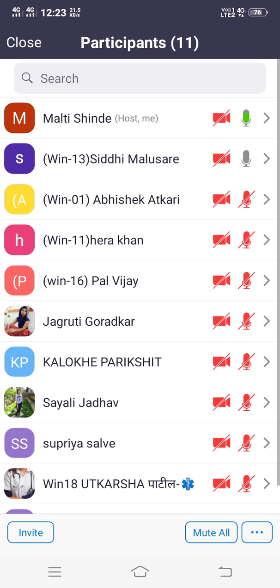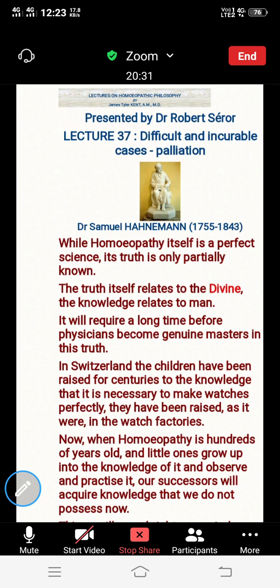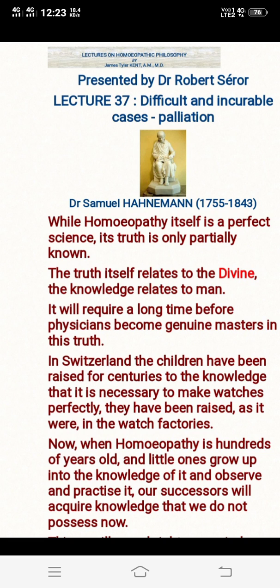What do we call these disease conditions? One-sided diseases, we studied, no? So, one-sided diseases are difficult and incurable cases. Along with this, the diseases with alternating symptoms. That is, at one time this symptom, at another time these symptoms. These are also difficult to treat.